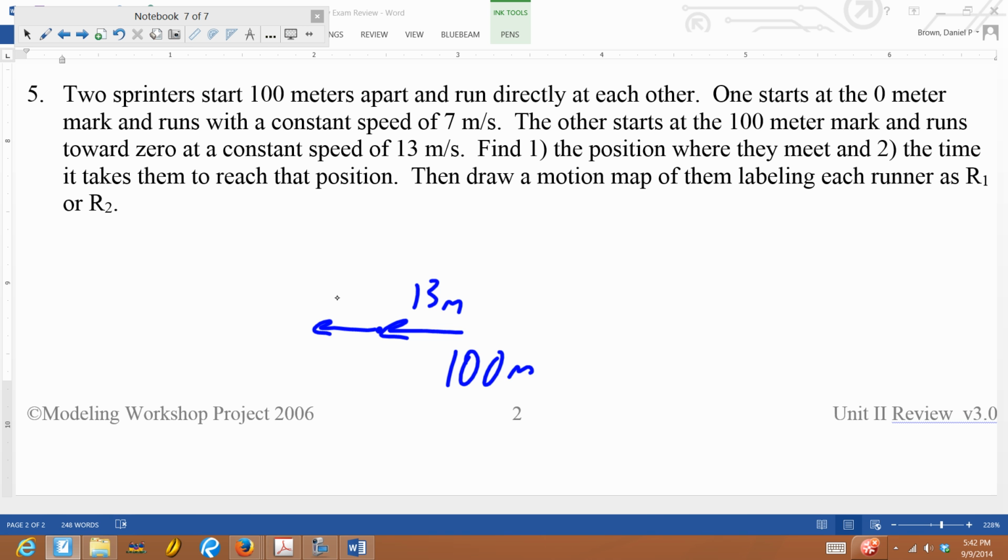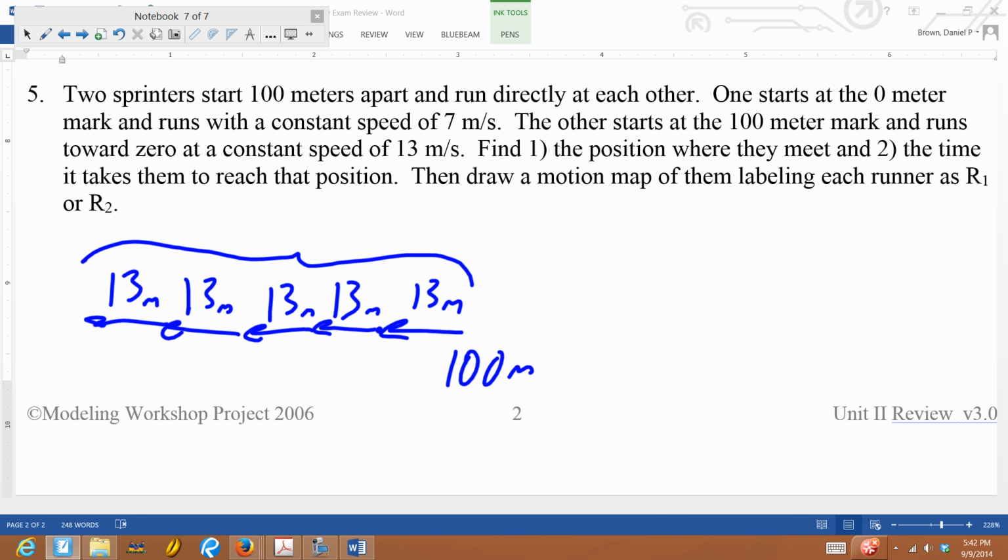I can count them up by hand, and I would find out that 13 plus 13 plus 13, and one more 13, is going to give me 65 meters all told, as it should, because 100 minus 65 is 35. So that's the position where they meet.